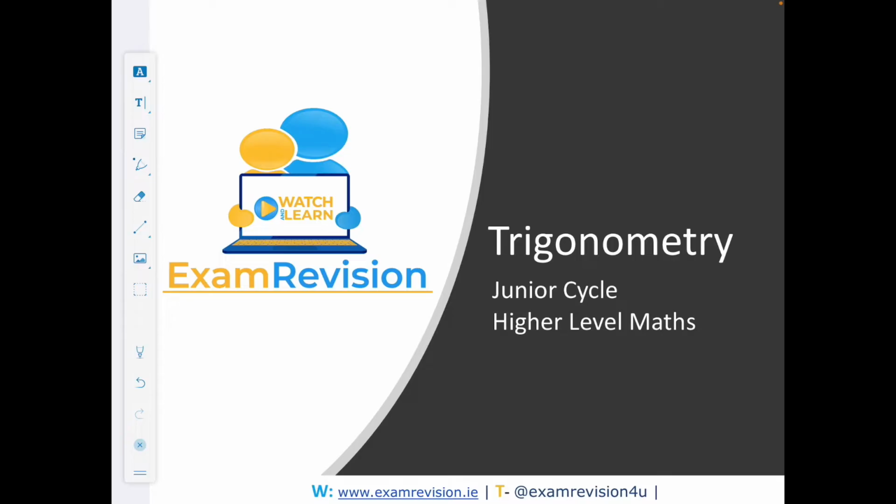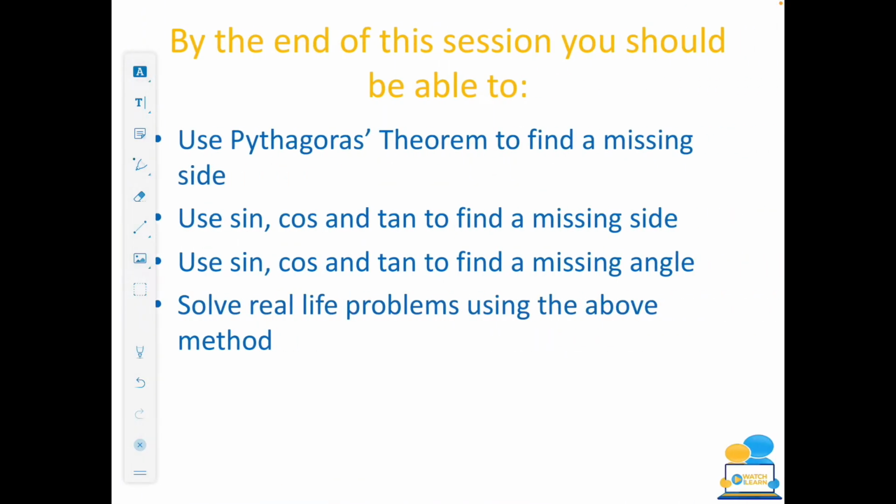So my name is Kate and today we're going to be going through the topic of trigonometry for junior cycle higher level maths. By the end of this session, hopefully we'll be able to use Pythagoras' theorem to find a missing side. And then our trigonometry ratios, so sine, cos and tan, we need to be able to use those to find a missing side and also to find a missing angle. Then we're going to look at some real life problems using the above methods.